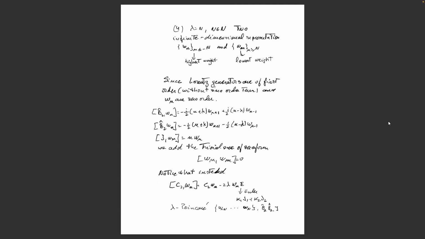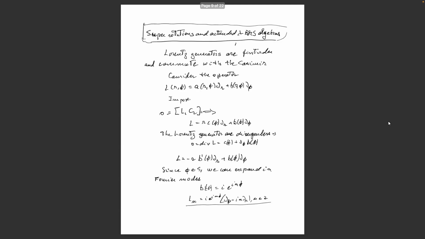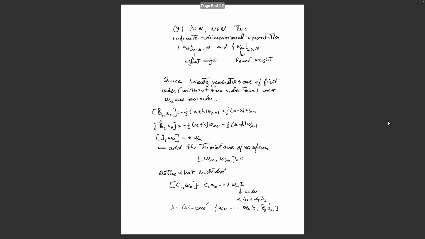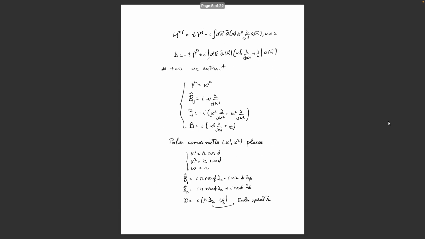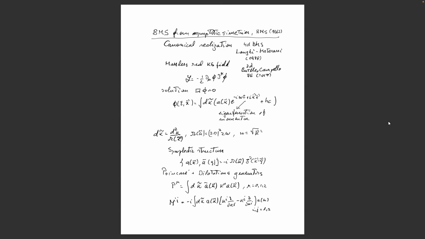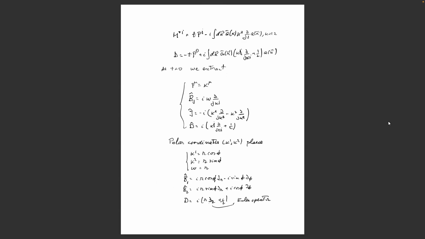In fact, what we will do is the following. We have seen, there are two things that I want to comment on. The first is that the Lorentz generators, as I wrote in the first transparency, maybe if I go backwards, as you can see from here, these ones here are first order, okay?